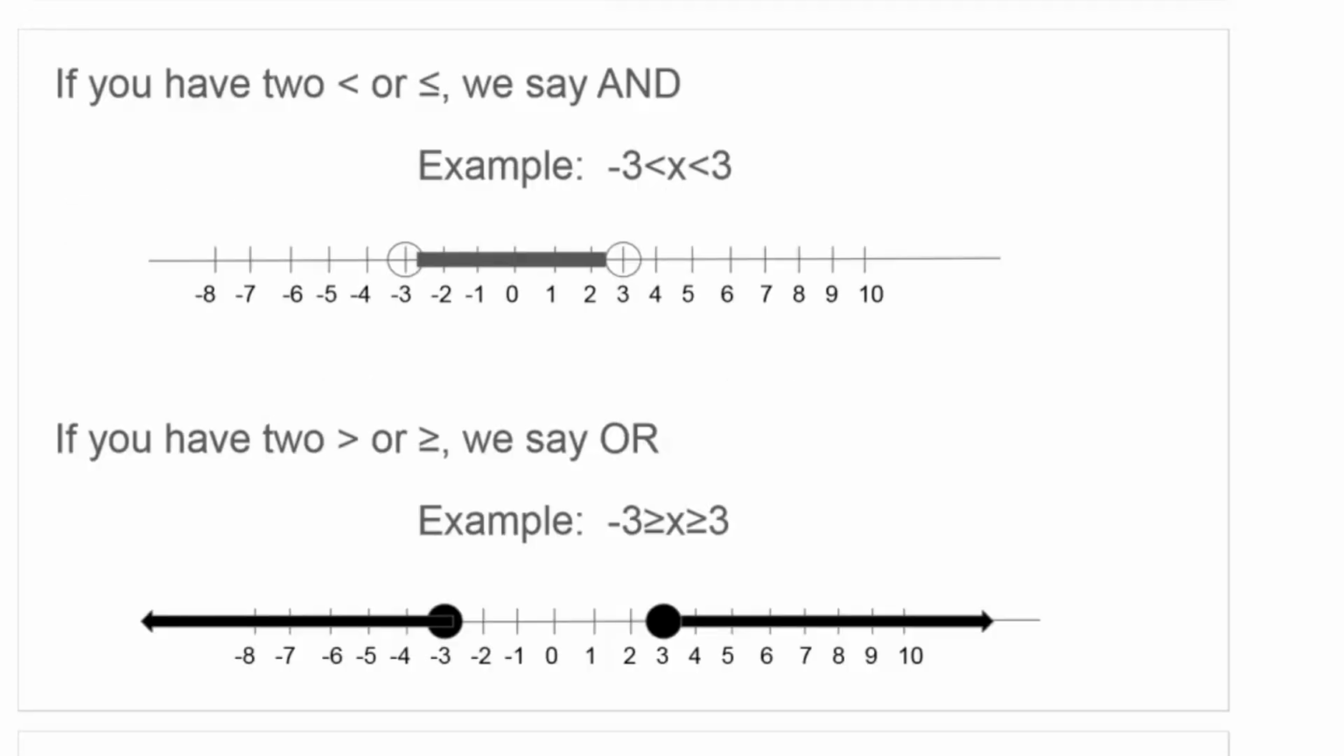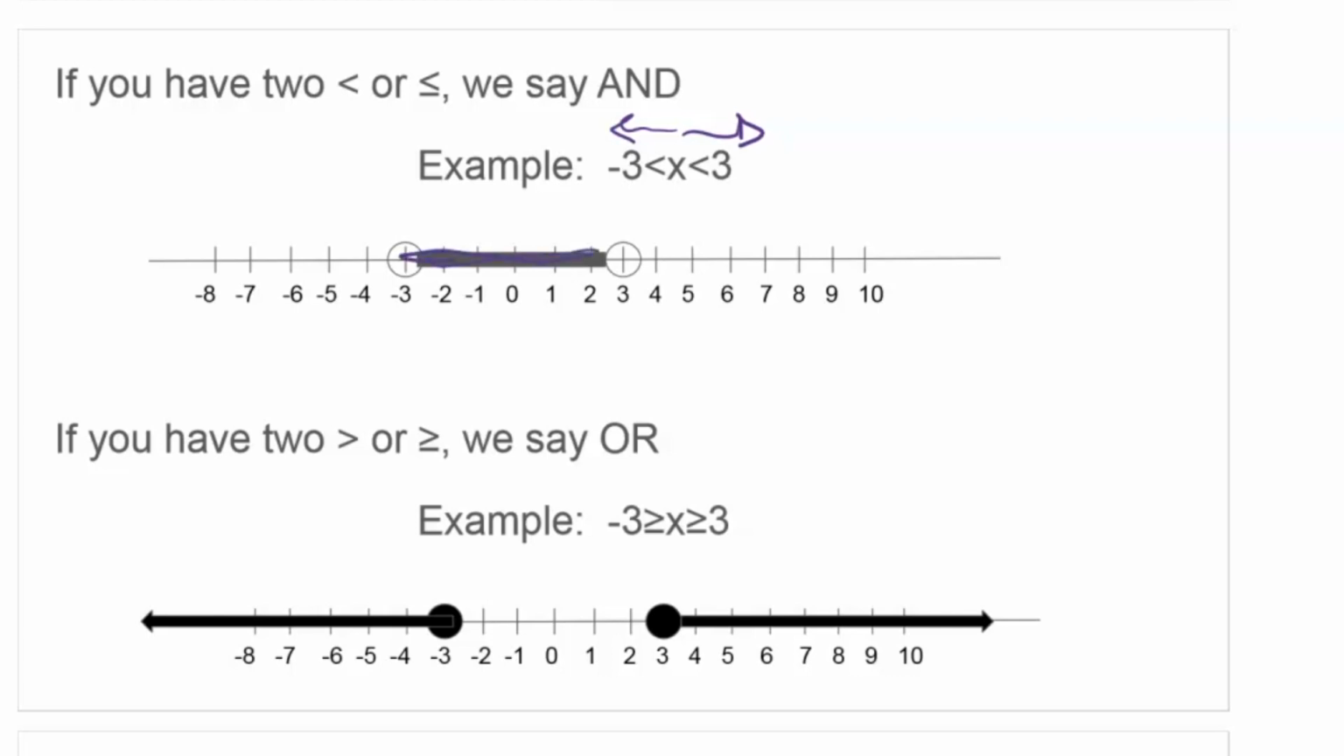So if you have 2 less than signs, so we have a less than or equal to, then we say "and." So there's the example. We have x is, well, if we're reading it inside out, we would say x is greater than negative 3 and x is less than 3. So that's what it looks like on the number line. It's like x is in between negative 3 and 3.